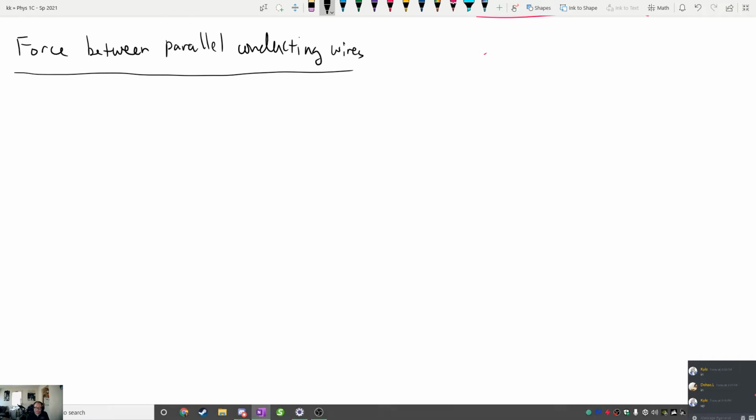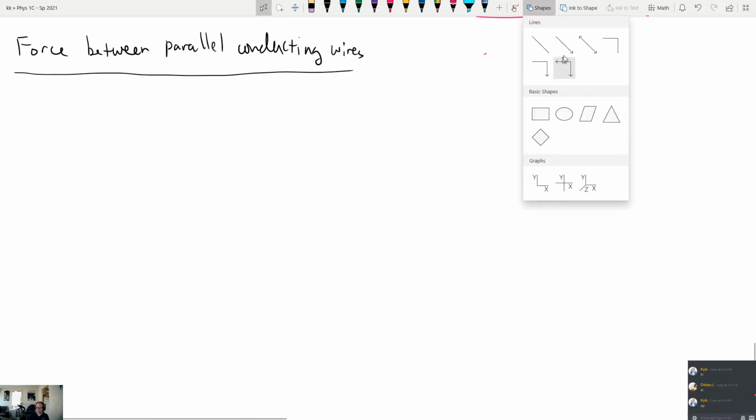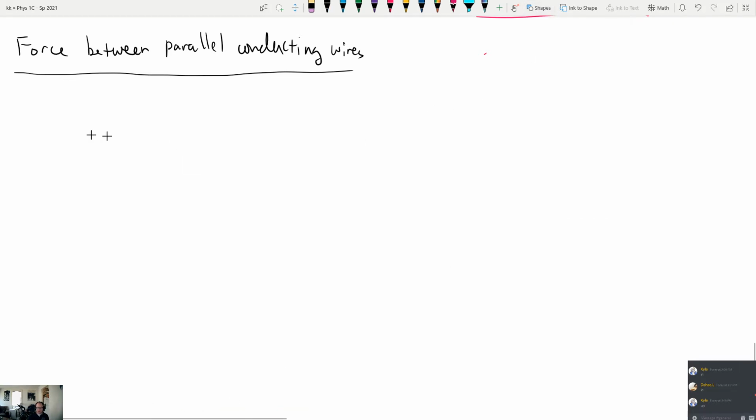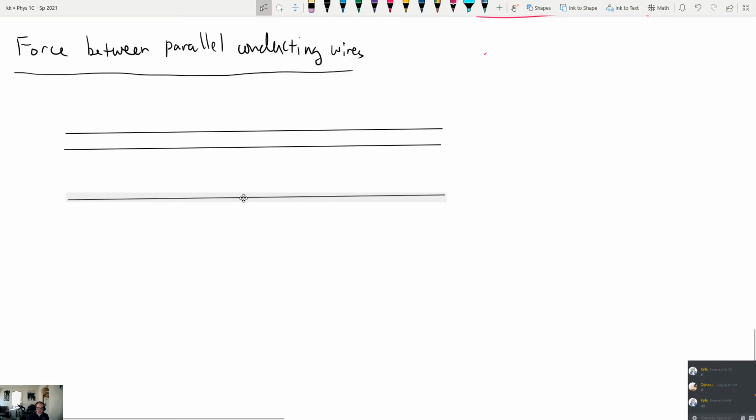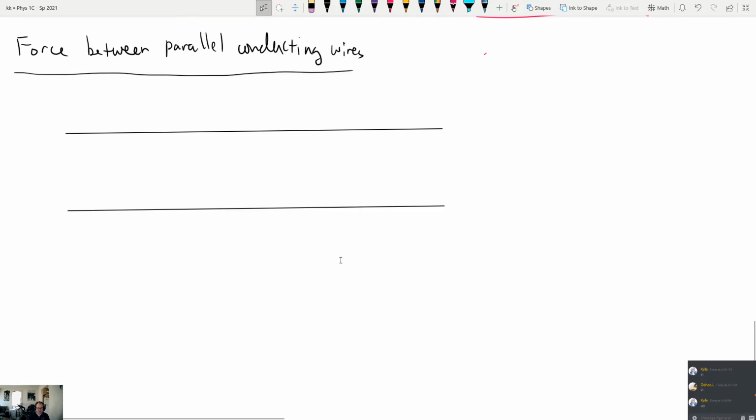Okay, so we're going to take 2 wires that carry different currents. One wire is going to carry current in this direction. And then parallel to it, there's going to be another wire that carries current in the same direction. Let's get plenty of space here so that we can actually write some things down. This one is going to carry a current that we're going to call I1. And the bottom one is going to carry a current that we call I2.